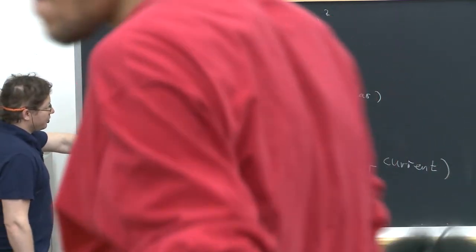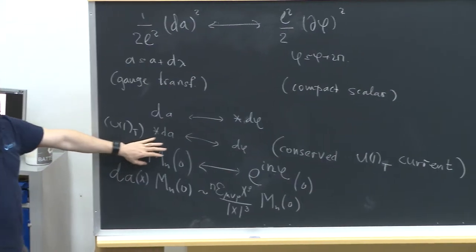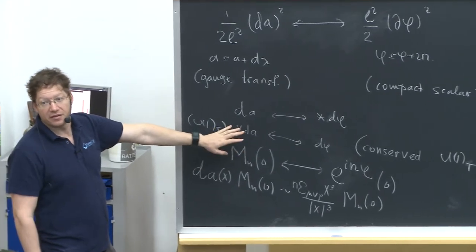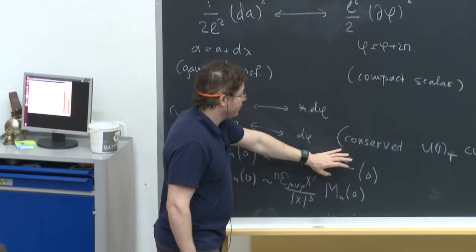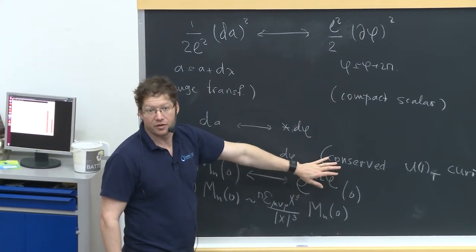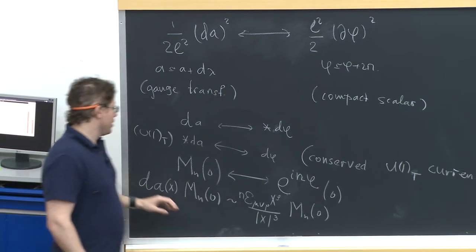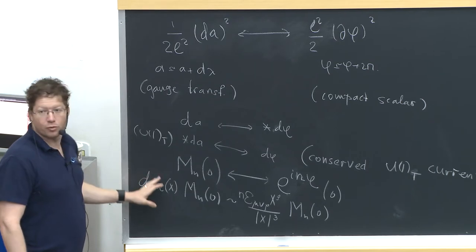And then there is the more complicated part of this map, where you start from monopole operators on this side. Monopole operators are hard to define, but they exist in the abstract. And they map to something which is relatively easy to understand on that side. These are just cosines and sines of this compact scalar. You can define monopole operators intrinsically on that side in two ways.